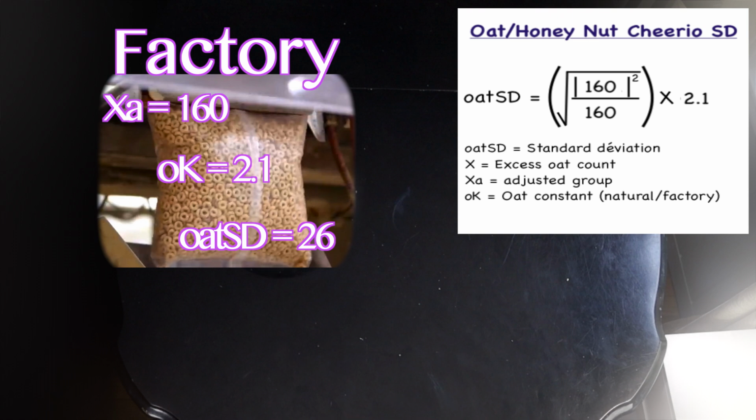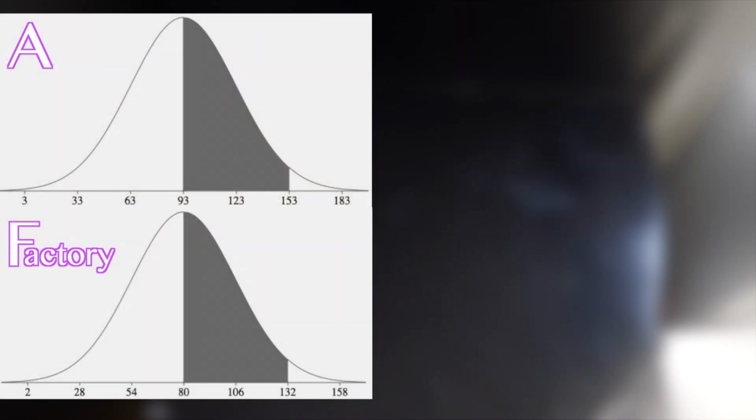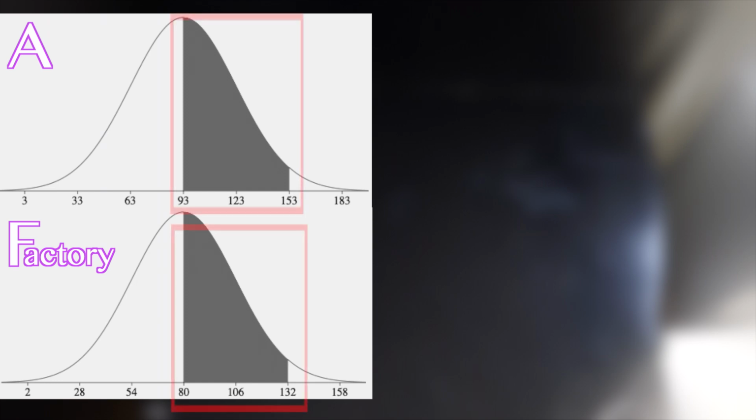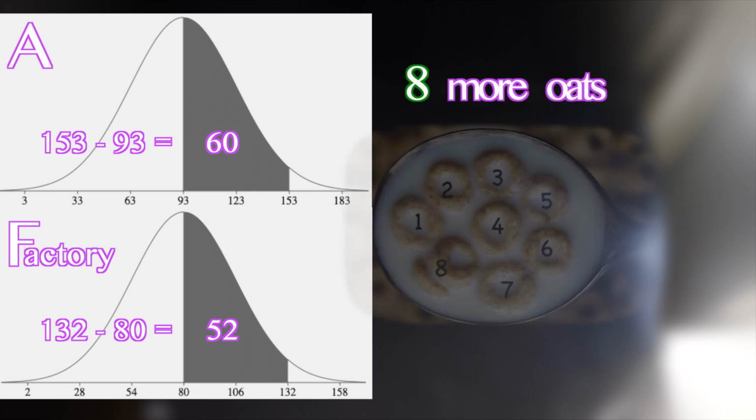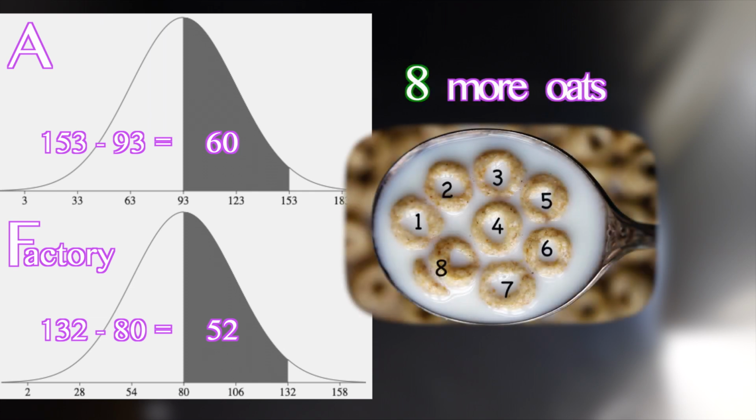So let's compare the oat distributions that we just calculated. And in doing so, we see that in Group A, in the good oat range, which is 2 standard deviations, there's a total of 60 oats. Whereas in the factory group and the 2 standard deviations, there's only 52 good oats. So this is a difference of 8 oats, and this is essentially a spoonful of oats, and it doesn't sound like much, but for just one bowl, that's a really big difference.